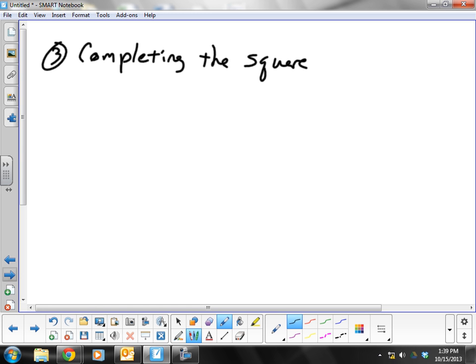Now, before we get started on this technique, I need to show you where I'm coming from. We are trying to get this to where it's of the form x plus some number squared is equal to another number, okay? Now, for me to be able to get it in that form, I have to remember that x plus a times x plus a is what x plus a squared is, right?